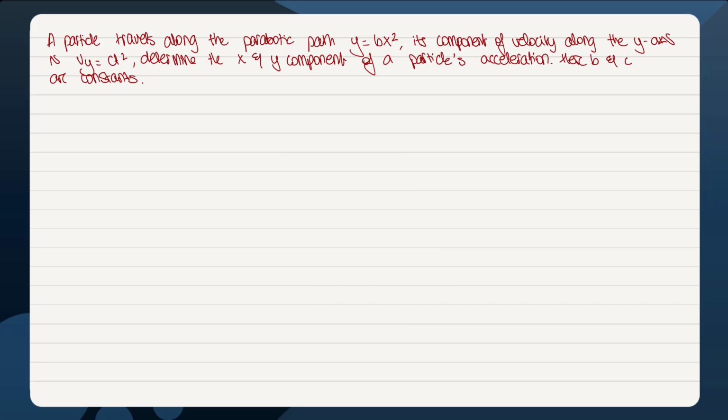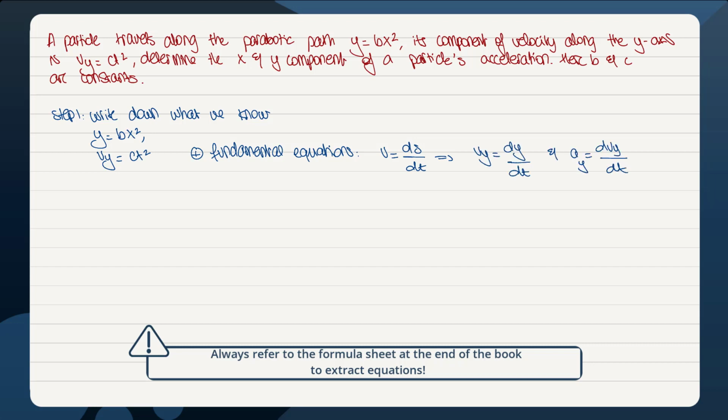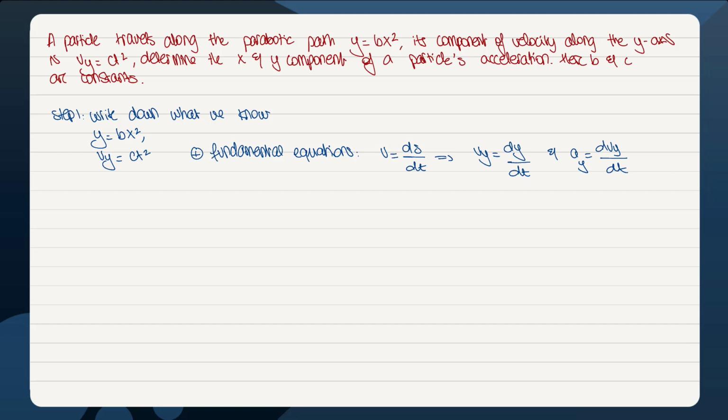So the very first step, again, is to write down what we know, either from the given of the problem or from the different equations we have at hand. Remember, if you do not know all the equations by heart, you can simply check the formula sheet that's available at the end of the book. So we know that y is equal to bx squared and that vy is equal to ct squared. And we know the fundamental equations, namely that v is equal to ds over dt. So if we want to write that in terms of y and x, we can simply write that vy is equal to dy over dt. And then for a equals dv over dt, we can write that ay is equal to dvy over dt.